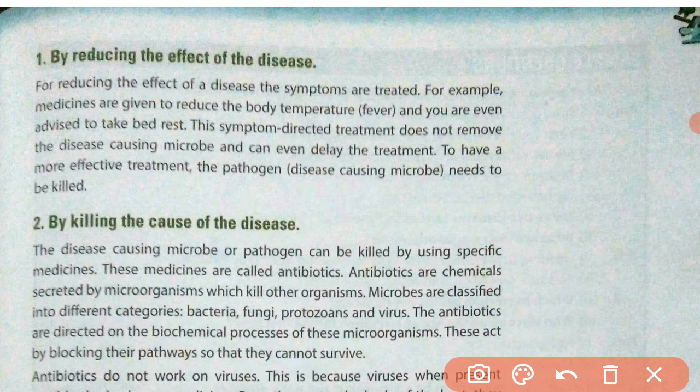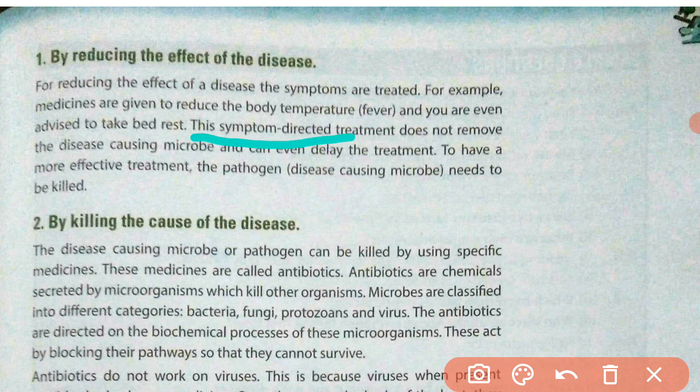So you can say that for reducing the effect of a disease, the symptoms are treated. Here in the first method, the symptoms are treated by the medicines or any other method. Like for example, medicines are given to reduce the body temperature, or you are even advised to take bed rest. So here basically the symptoms are being treated by providing the medicines, so that you will get relief from the bad effects of that disease.